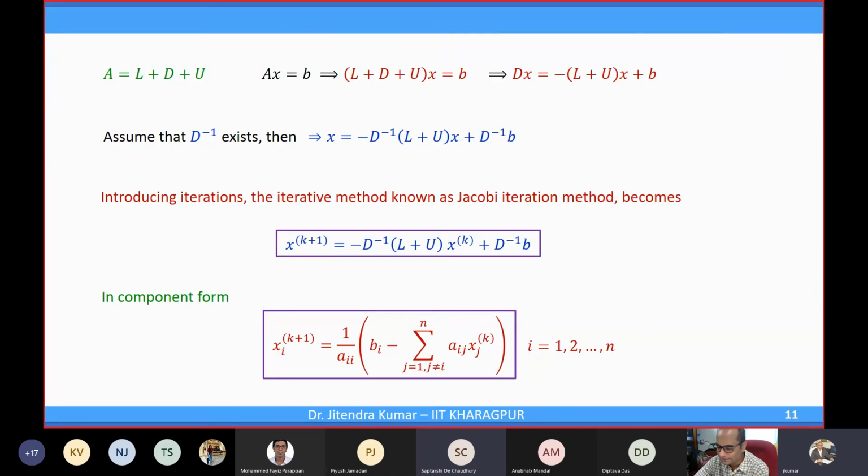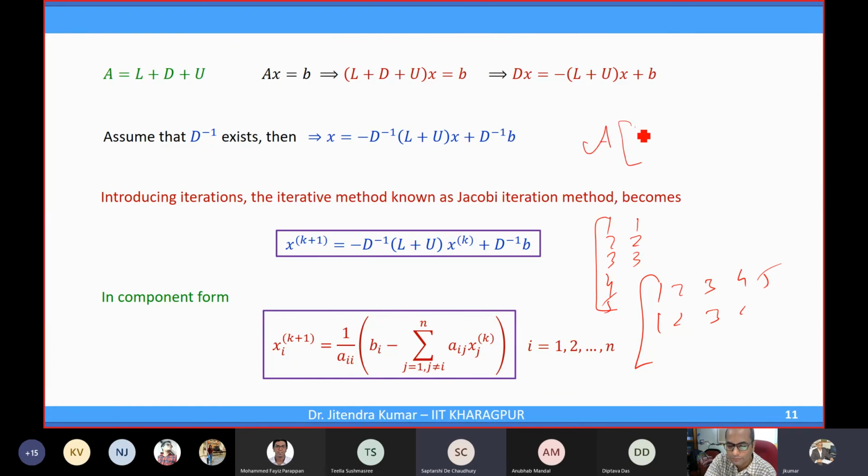What was that problem? Horizontal, 1 2 3 4 5. 1 2 3 4 5 and so on. So A times (1 1 1 1 1) will be what? 3 3 6 15, no? 15 times (1 1 1 1 1), right? Is this the relation? So I know one eigenvalue.